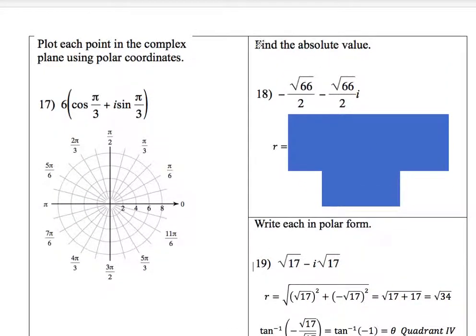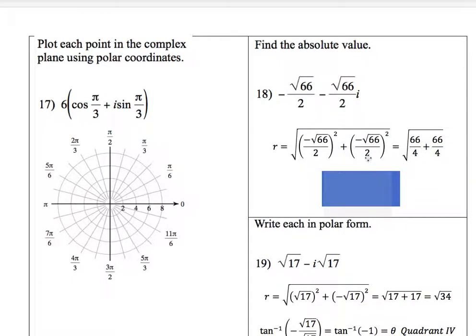All right. For number 18, find the absolute value. That's just checking to see if you realize that your r value is the absolute value of this. And so you're just looking for r. You plug everything in. Hopefully you can do the math correctly at this point, and you end up with the answer being the square root of 33 here.